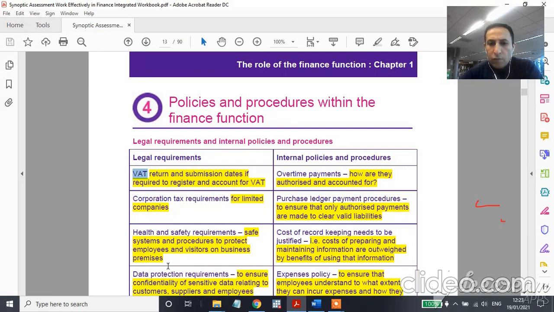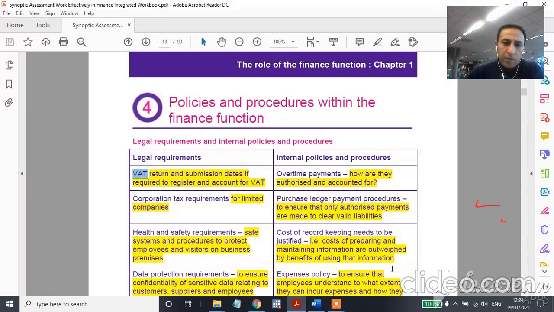So the cost of record keeping needs to be justified. For example, any cost relating to maintenance of the premises of the business needs to be justified, and this information must be recorded.